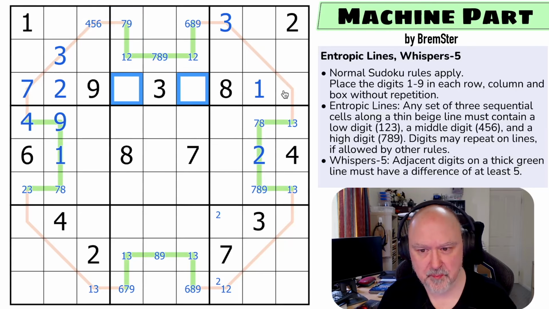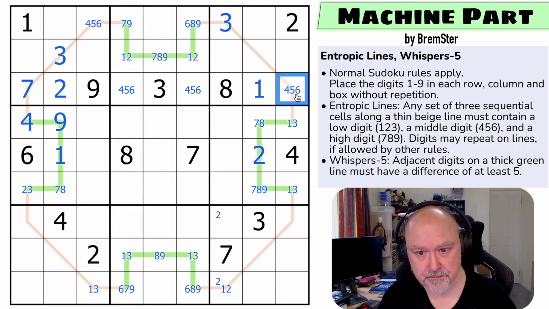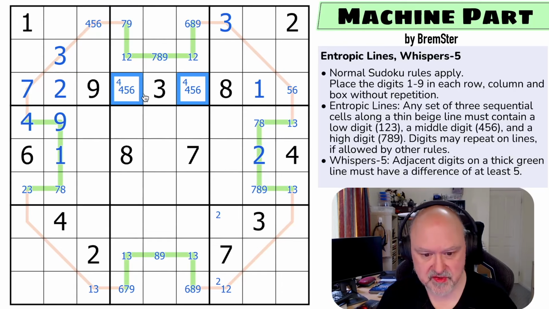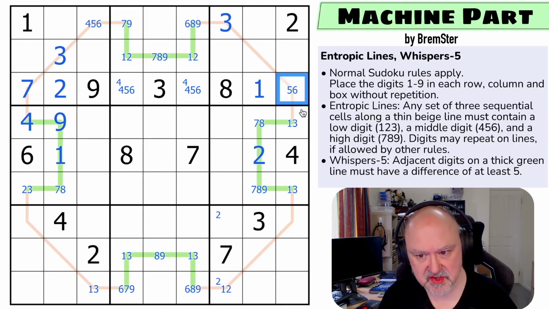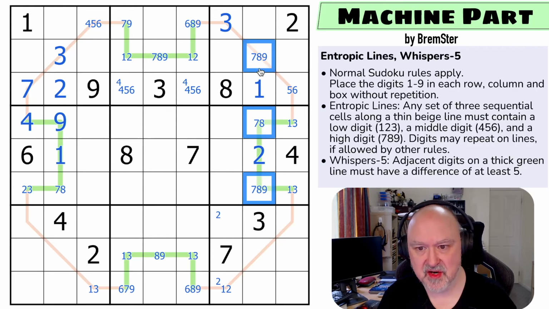Now, this is a triple in the row. I've got 1, 2, 3. These are 4, 5, 6 because I've also got 7, 8, 9. So this is a middle digit. And it's not 4. So 4 is in one of those two, which is fine. But this is a middle digit. So we've got low, middle. This has to be high. So it's 7, 8, 9. And that is now a 7, 8, 9 triple in the column.